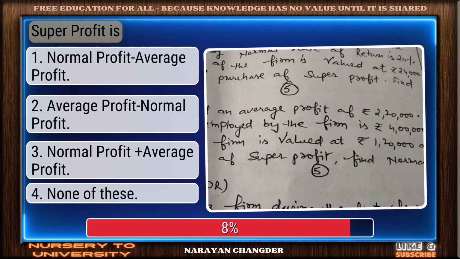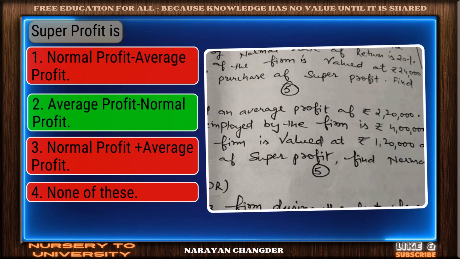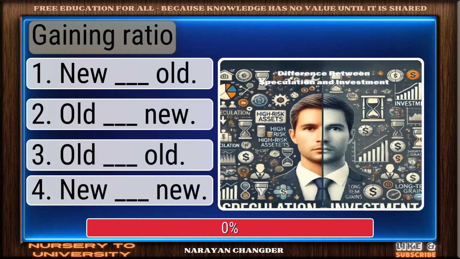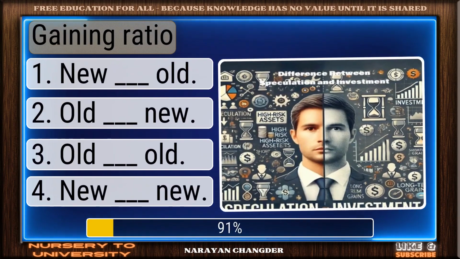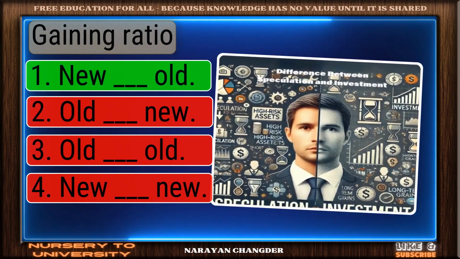Super profit is. Valid point. Average profit minus normal profit is true. Gaining ratio. Sharp thinking. New minus old is the right choice.